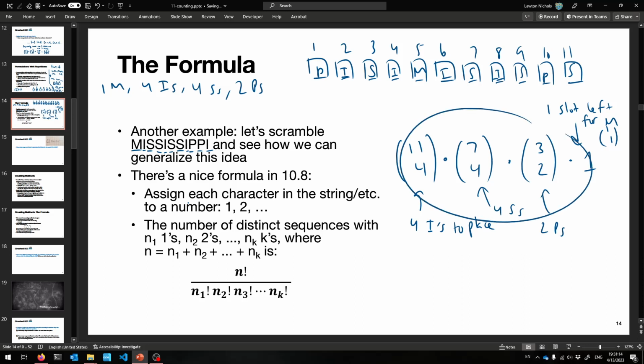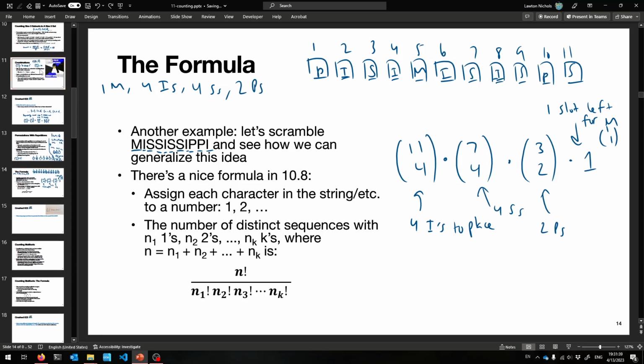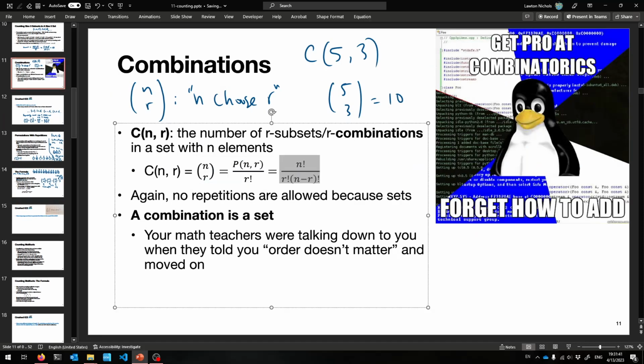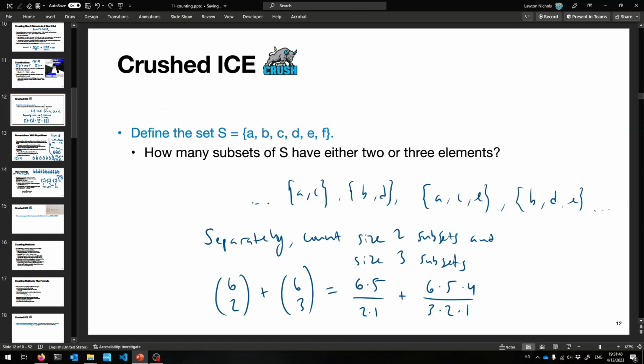Well, let's just do this in total. Let's unfold this idea. So what is the formula for 11 choose 4? It's this big thing: 11 factorial over 4 factorial times 11 minus 4 factorial, which is 7 factorial.